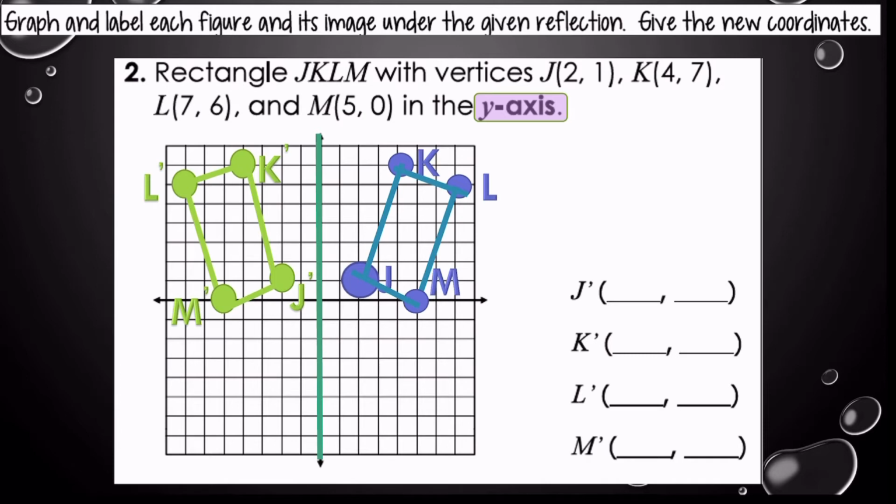J prime, J was originally 2 to the right, and I went to the left, so it becomes a -2, but the 1 stays put. I didn't go up or down. My K, I moved it to the left this time, so it becomes a -4, but my y stays the same. L becomes a -7, and my y stays the same. And then M becomes a -5, and my y stays the same. I hope you're seeing a pattern of what happens and what's changing, because that's going to come back.